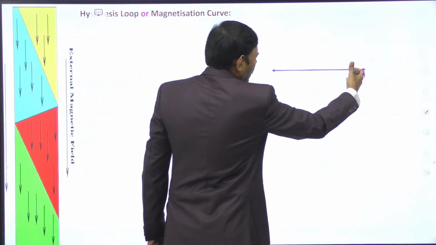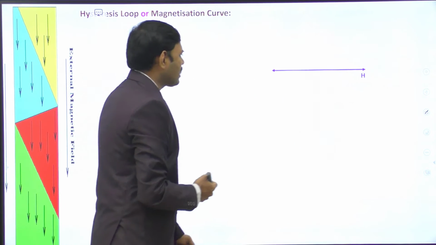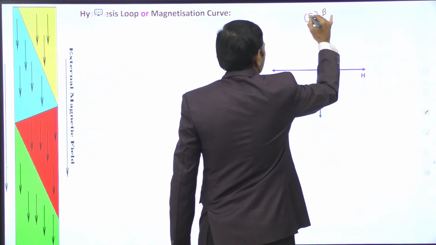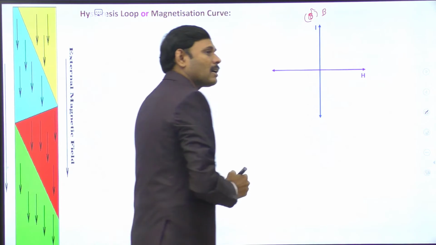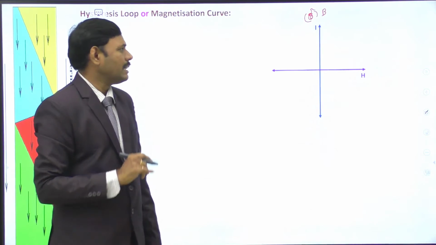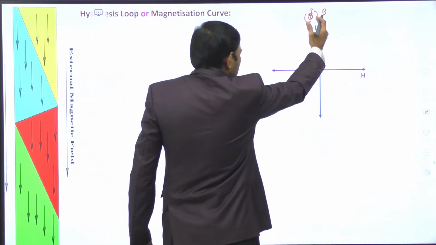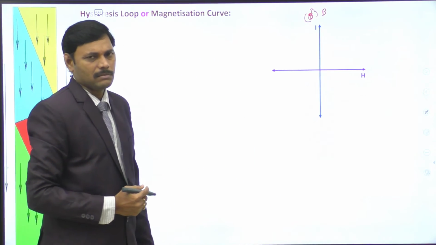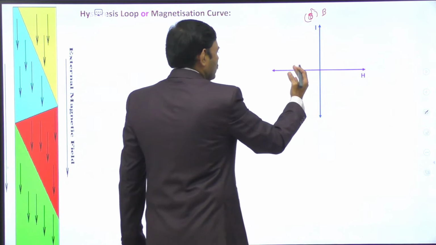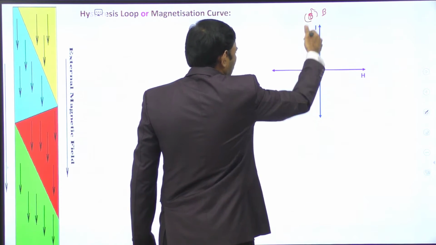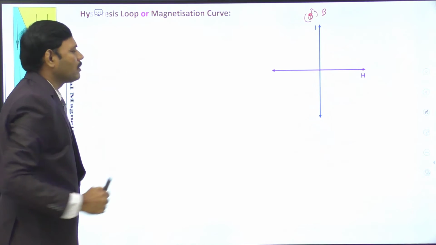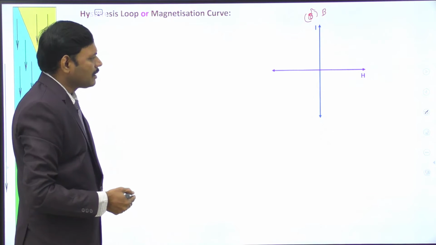The applied magnetizing field on any ferromagnetic material is taken along the x-axis, and I or sometimes B, whatever it may be. B is related to I: mu naught times (I plus H) is B. When I changes, B changes. That is the only nature. So how the intensity of magnetization or magnetic flux density induced in a material varies is taken along the y-axis, and the applied value is taken along the x-axis, to plot the hysteresis loop or magnetization curve of a ferromagnetic material.